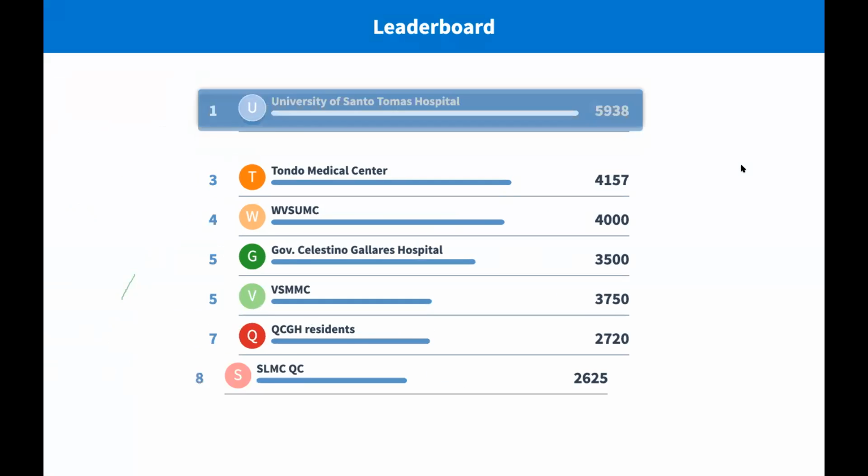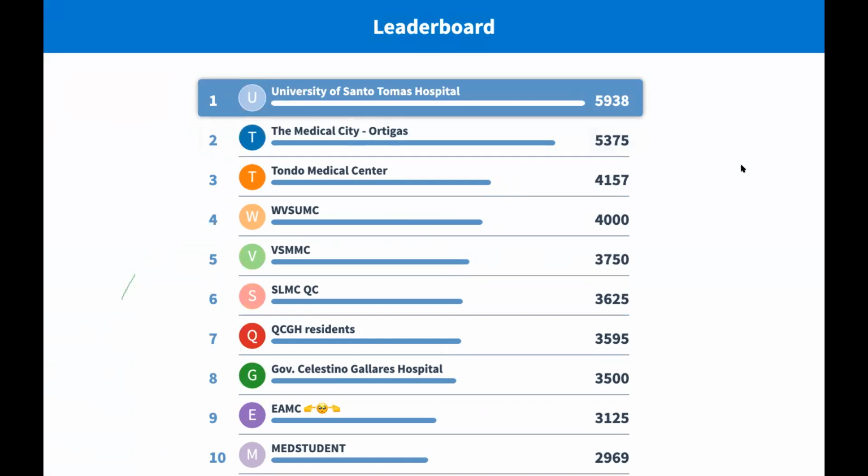And our leaderboard. For the first round, we have University of Santo Tomas Hospital with 5,938 points, leading. Our second place is the Medical City Ortigas, 5,375 points. And the third place is Tondo Medical Center with 4,157 points. This is just the beginning. It's still anybody's game.